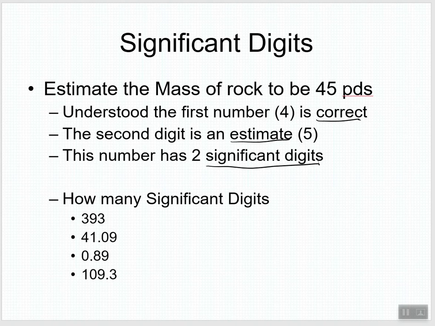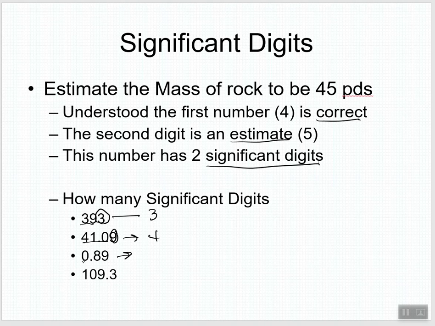So down here it says how many significant digits. In our first one we have 393. Well, the 390 we know to be correct. It's 390 and some. So this 3 is an estimate. So we would say there are 3 significant figures. 41.09. These first 3 are measured numbers. This last one is an estimate. So we're saying it's almost 41.1. So we would say there's 4 sig figs there.